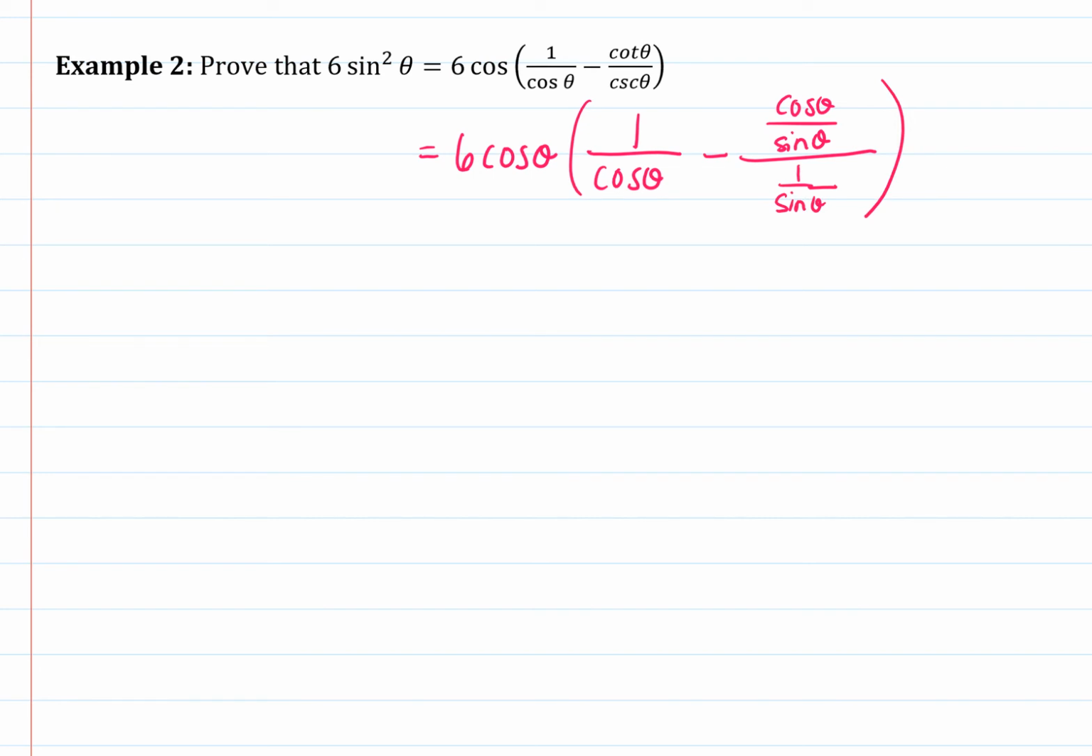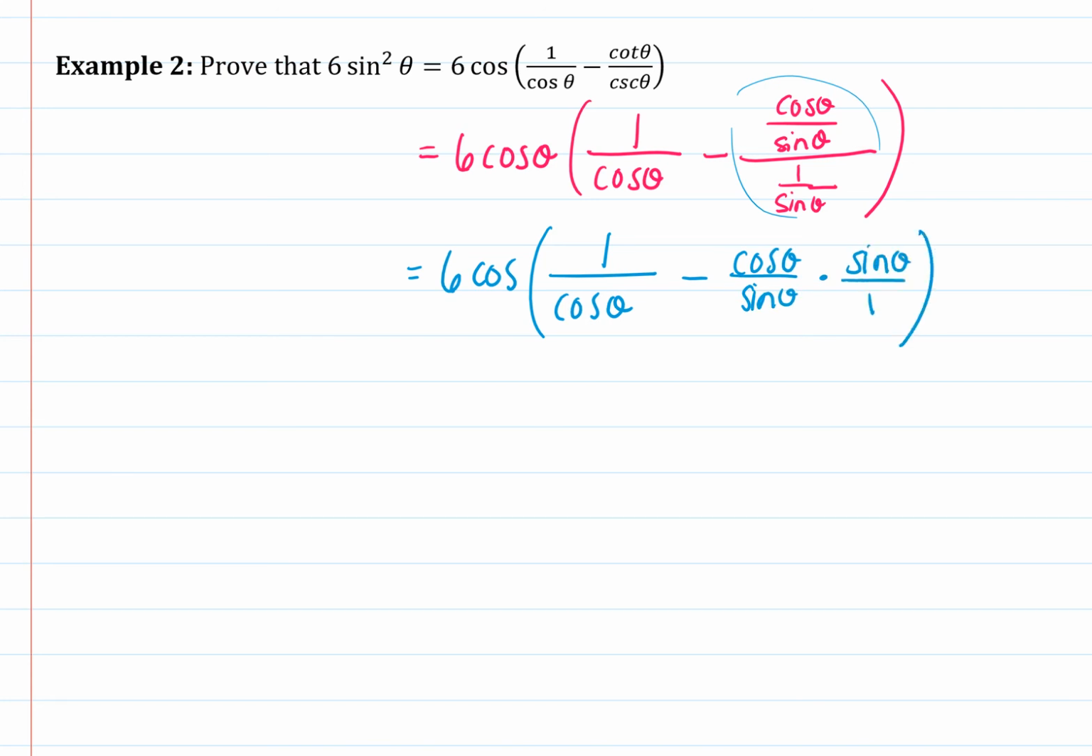And then take a look at this nasty piece over here. It's a fraction within a fraction. So I don't like working with fractions within fractions. Let's deal with that. I'm going to ignore the other terms for right now and see if I can get this term to clean up a little bit. So cosine of theta over sine of theta times sine of theta over 1. Oh, that's already nice. I can see that my sines cancel out, and so now I have 6 times the cosine of theta times 1 over cosine of theta minus cosine of theta over 1.